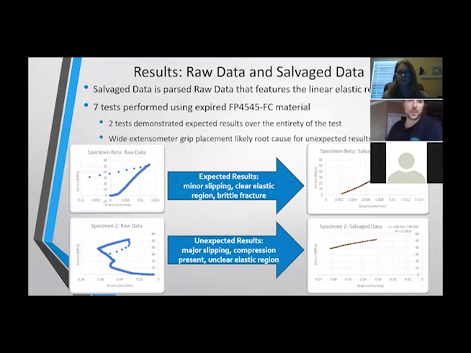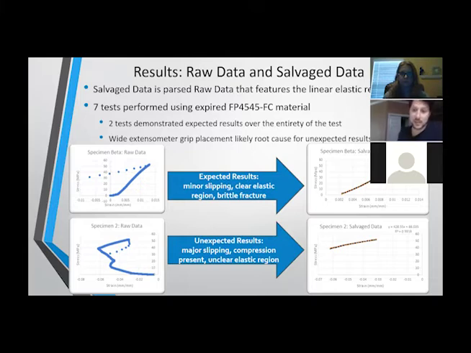Hey, this is Jeff. Before we get into our data, we want to talk about two topics: raw data and salvage data. Raw data is the export that comes directly from the Instron machine and the Blue Hill software, and the salvage data is what we parse by inspection to just the linear region. In the top left plot, you can see a nominal engineering stress strain plot with expected results. It has minor slipping, a clear elastic region, and a brittle fracture.